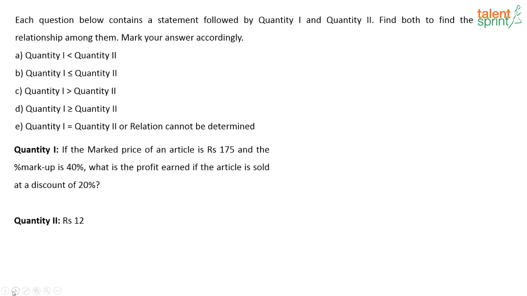Each question below, again same type, comparison of quantity 1 and 2, and what is given here is a question on profit, loss and discounts. So quantity 1 is: if the marked price of an article is rupees 175 and the percentage markup is 40%, what is the profit earned if the article is sold at a discount of 20%? Quantity 2 is rupees 12.